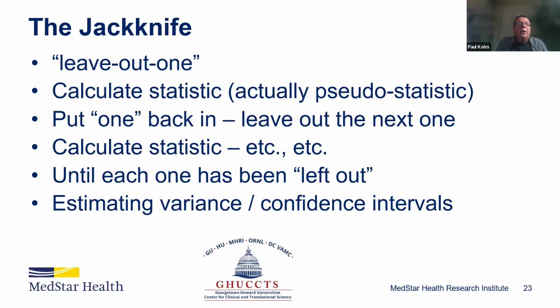So if we have 30 observations, then we'll calculate the statistic based on 29 of them, taking one out. Then the one that we took out, we'll put back in and take the next one out, and then recalculate our statistic. And we do that until each value has been left out. And this is, again, used for estimating variance and confidence intervals.